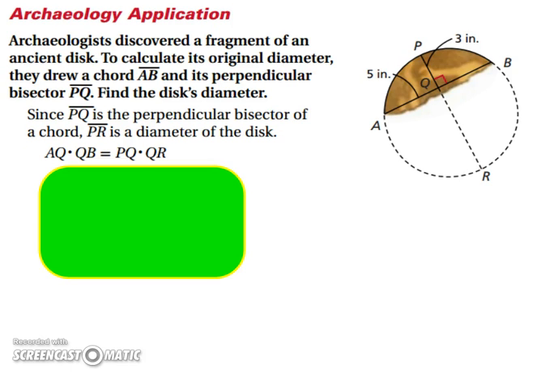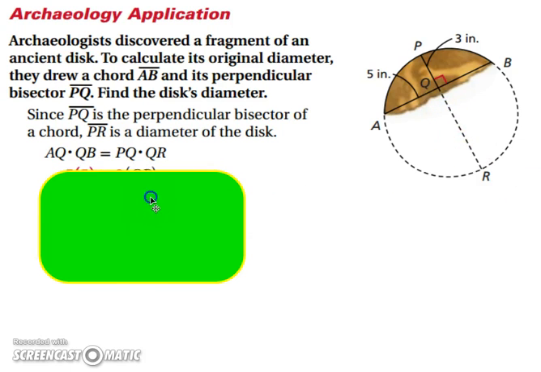Archaeologists discovered a fragment of an ancient disk. To calculate its original diameter, they drew a chord AB and its perpendicular bisector, PQ, to find the disk's diameter. Well, since PQ is the perpendicular bisector of a chord, PR is the diameter of the disk. Following our same formula, we would have AQ times QB equals PQ times QR. So our little pieces multiplied together equals our little pieces multiplied together.